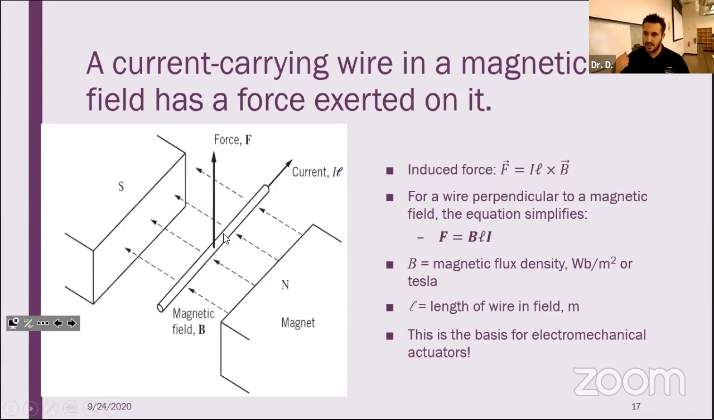And so the force is just B times L times I, where B is the magnetic flux density in Weber per square meter, or some people call this a Tesla. So, there's that. L is the length of the wire. So how long my wire is depends on how much force will be exerted, right? Why? Because this is going to tell us how long our field is.